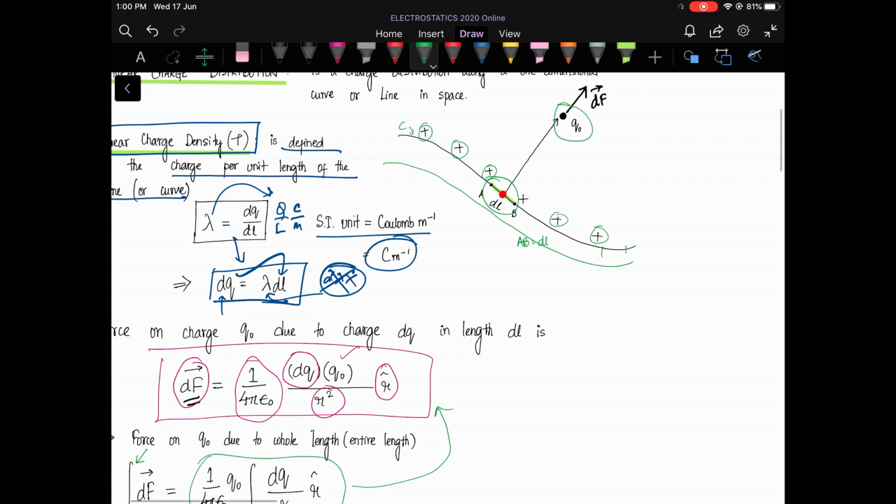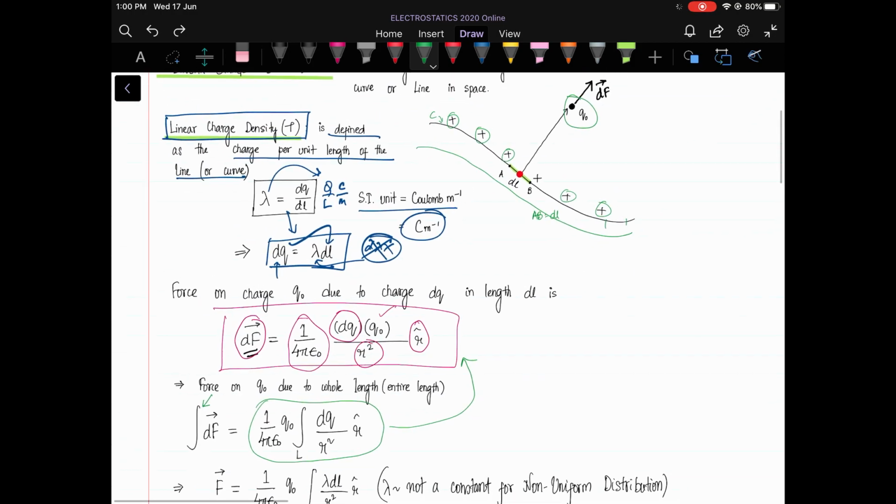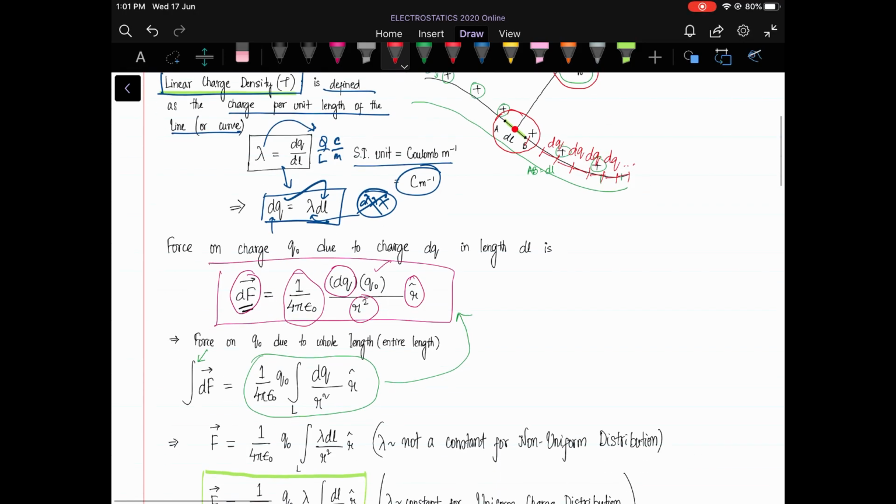not only by the length dl, but by all the lengths dl, dl, dl, and all the lengths we have taken. When we integrate this, it simply means that we are trying to find the force on this charge not only due to the charge present in this elemental length AB, but all the charges present in this length, another length dl, another length dl, and all the lengths in this curve. And the charges present in them will also be dq, dq, dq, and so on.